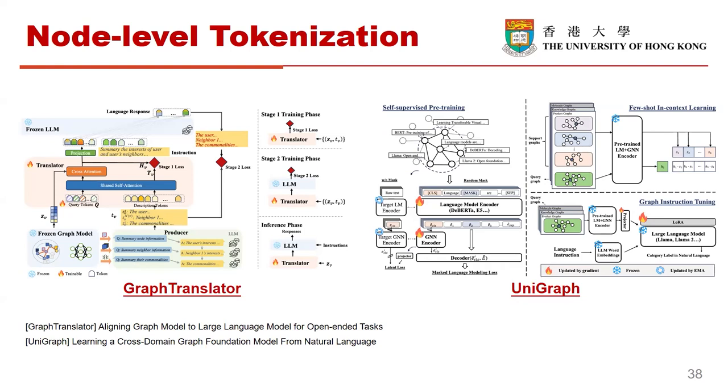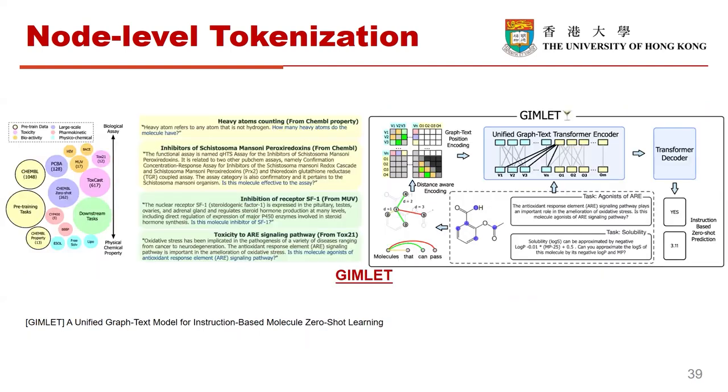Another work we want to introduce is UniGraph. UniGraph leverages text-attributed graphs for unifying node representations with language models and graph neural networks, and the experiments found that it could transfer across different datasets and conduct few-shot in-context learning and zero-shot graph learning tasks.